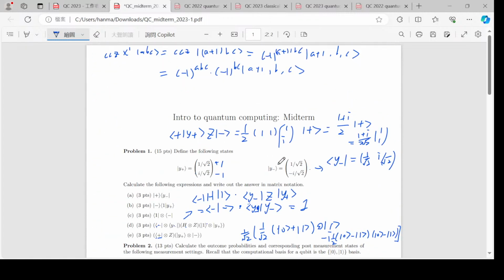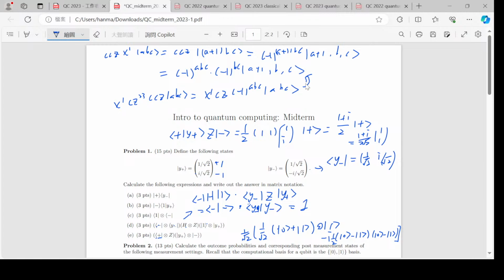Okay, so the other one is X1 CZ23 and CCZ on ABC, and that equals X1 CZ and -1 to the ABC, and then the CZ gives you this extra -1 to the BC, and this X1 takes A to A plus 1, and so that equals this thing.